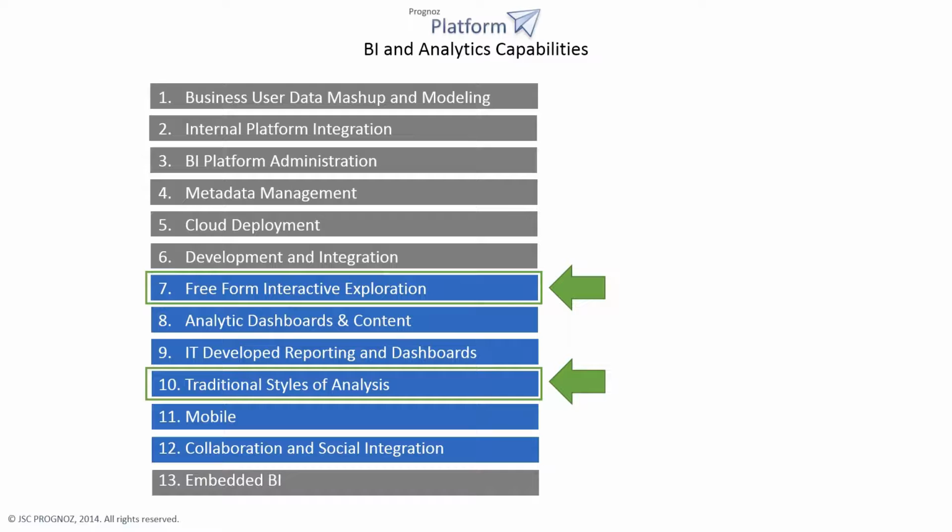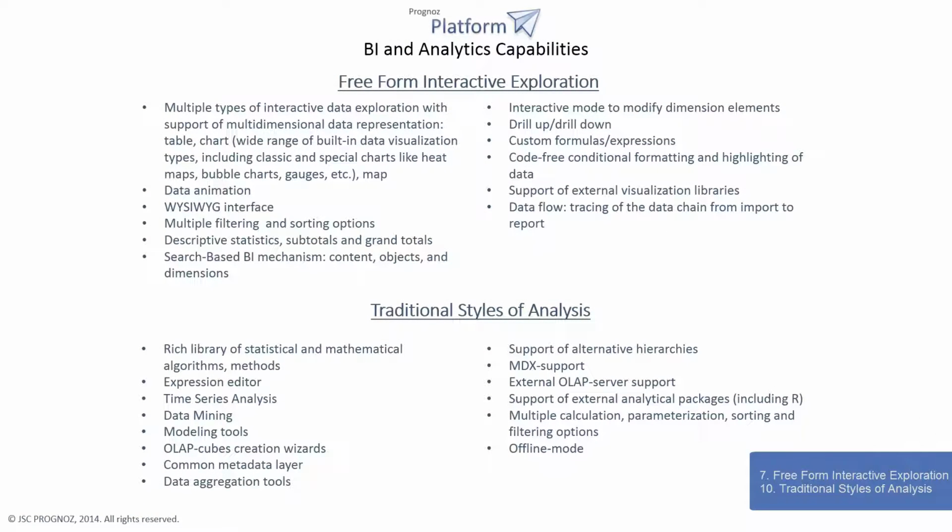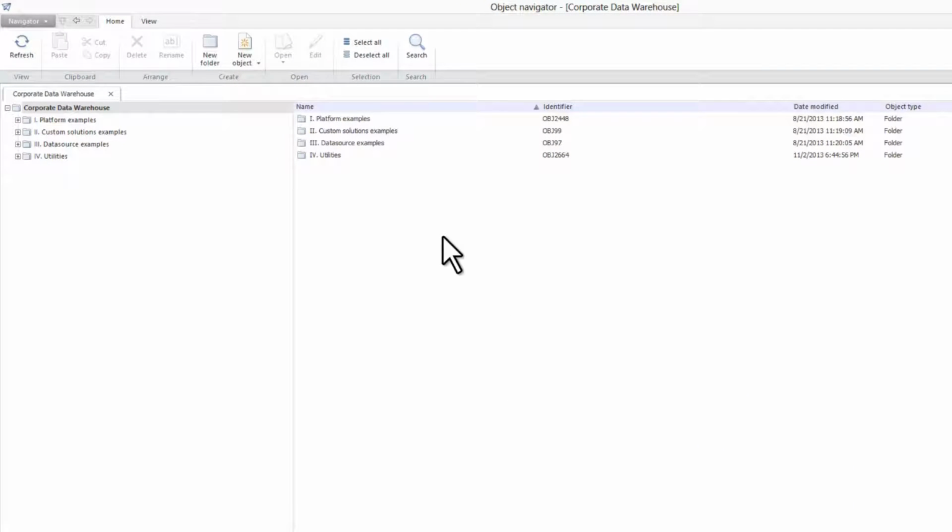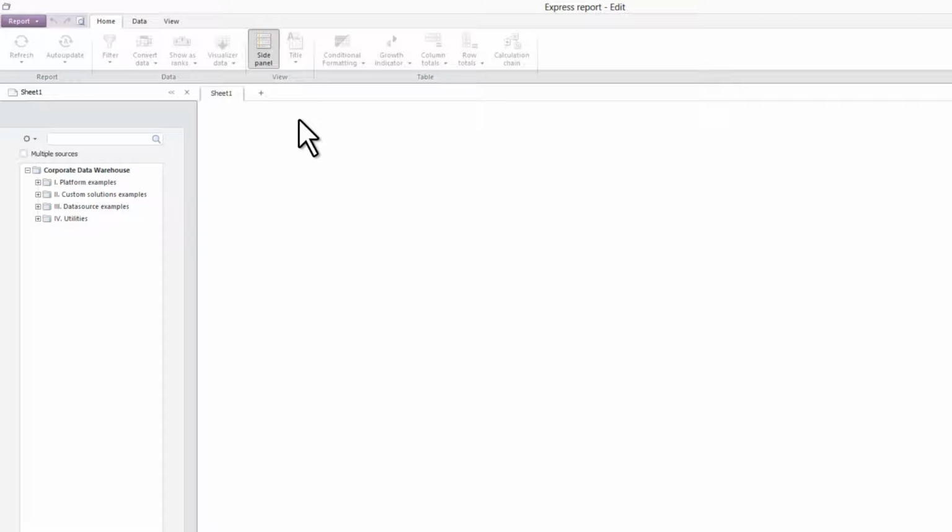The next two critical capabilities are presented in one video, since they are tightly tied within the Prognoz platform. The Prognoz platform comes with free-form interactive exploration features, including interactivity and exploration, user experience, information visualizations, disconnected exploration, search-based data discovery, and data flow. The Prognoz platform has all the tools for traditional styles of analysis, including OLAP and ad hoc queries. Let's consider a specific example of conducting free-form interactive exploration and traditional styles of analysis via the Prognoz platform.